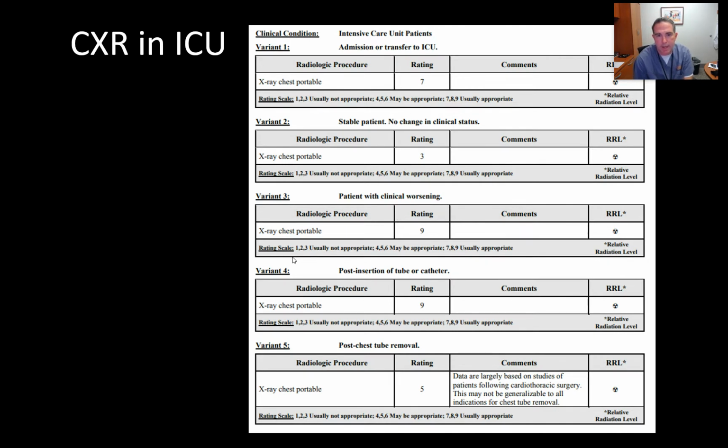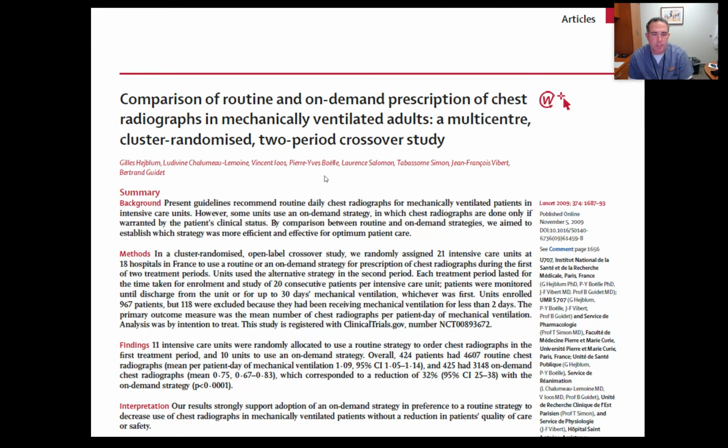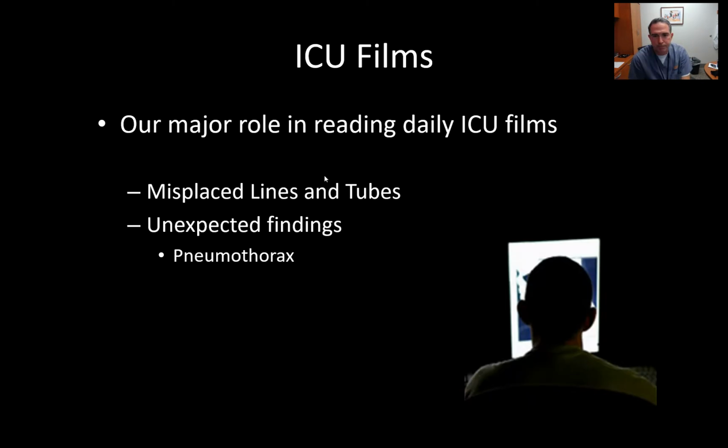Wanted to just point out that a stable patient, the second variant, stable patient, no change in clinical status, gets a rating of 3, which is usually not appropriate. So ultimately, this document is saying that the daily chest x-ray in the ICU is not appropriate without a clinical question or a change in clinical condition per the ACR. Good to keep in mind. This was a study they did in France where they looked at a large group of patients that got the daily chest x-ray, and then also a group of patients that got chest radiographs only when they needed, like an on-demand kind of need, and there's no difference in overall care and outcomes.